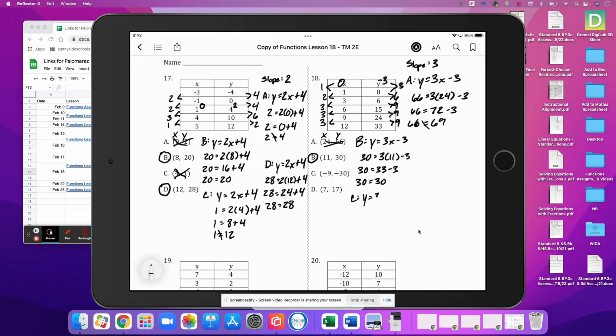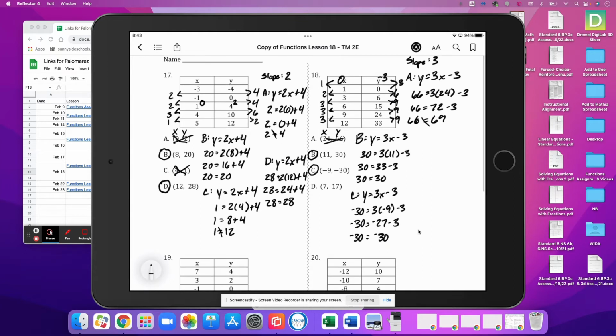C, y equals 3x minus 3. Negative 30 equals 3 times negative 9 minus 3. I think this one's going to work. Negative 30. We get a negative 27 minus 3. Negative 30 equals negative 30. So yes, C does satisfy the function. Then lastly, D, y equals 3x minus 3.